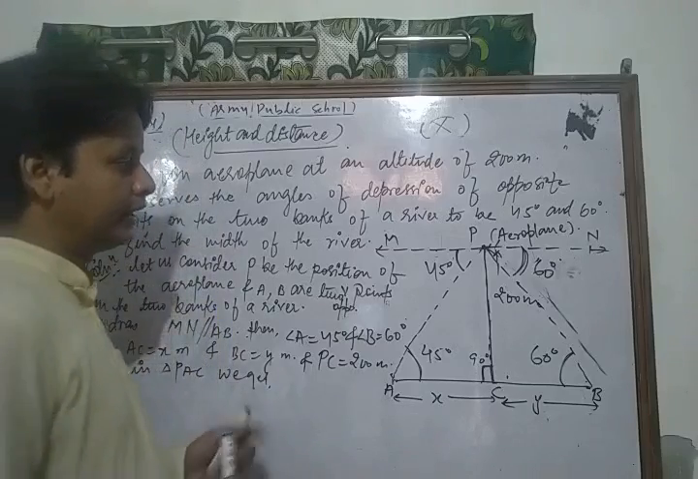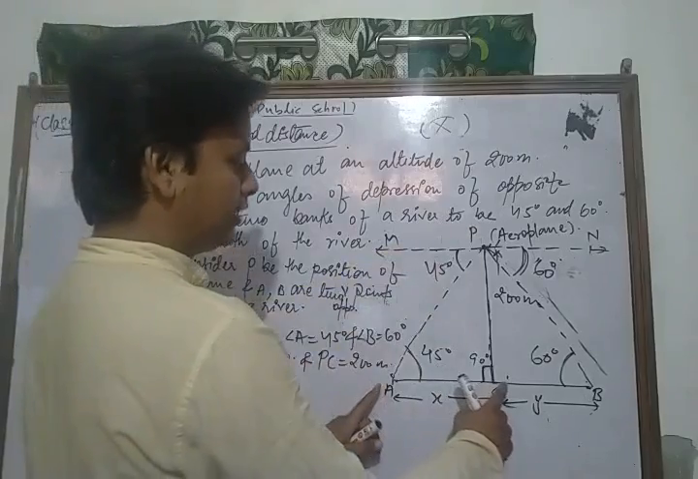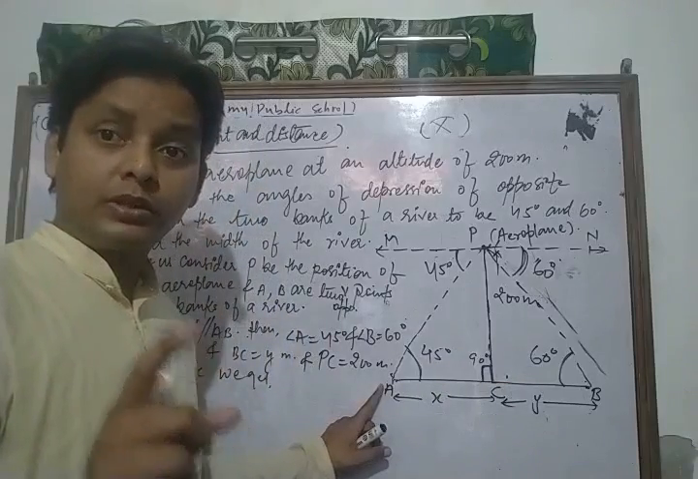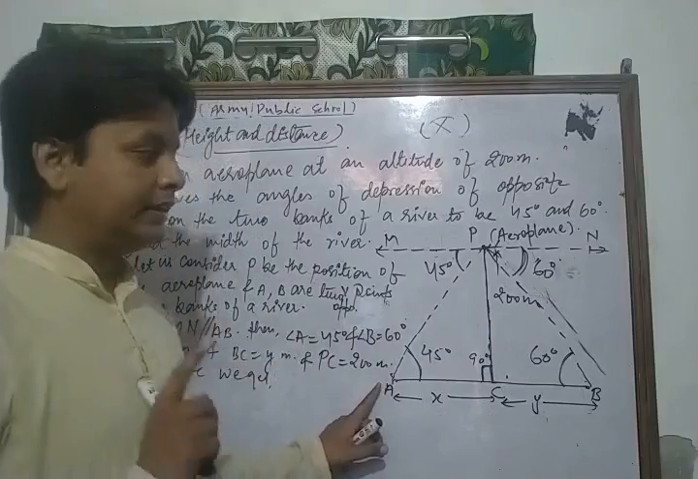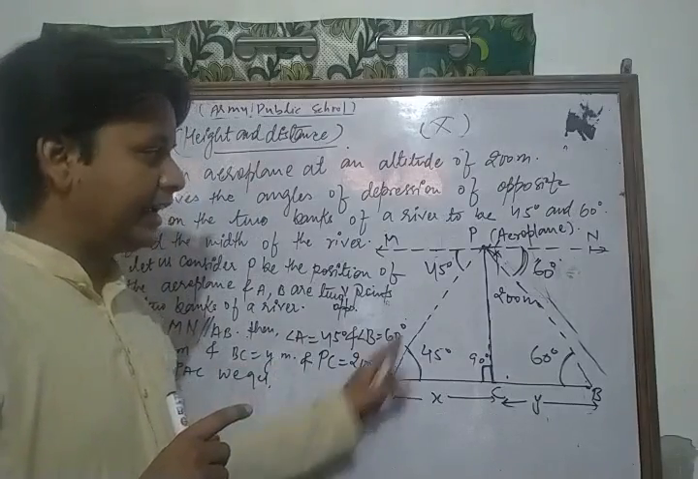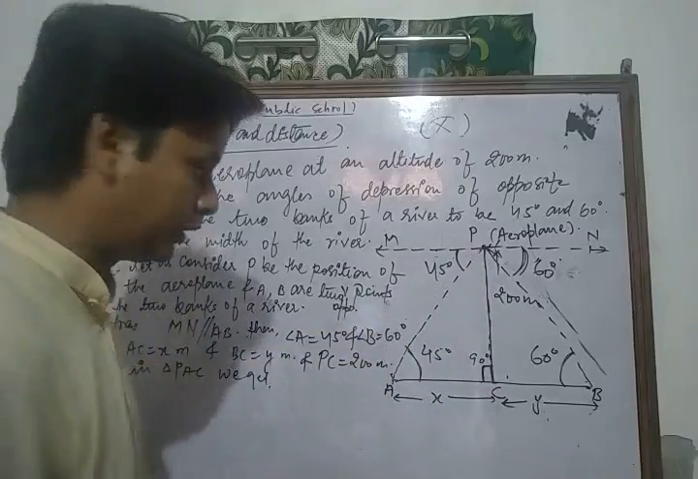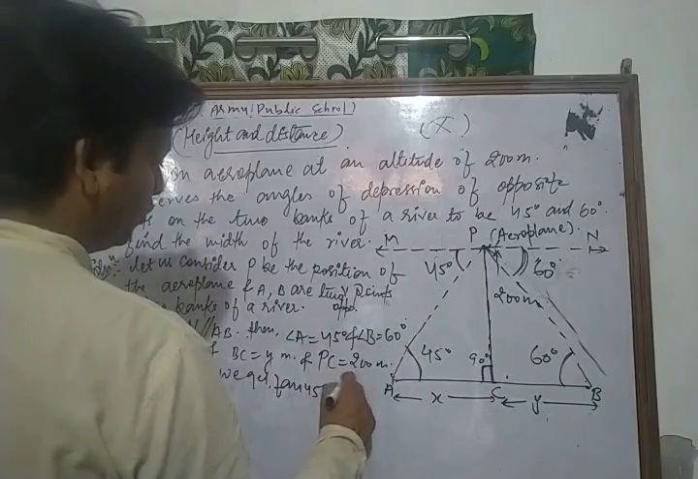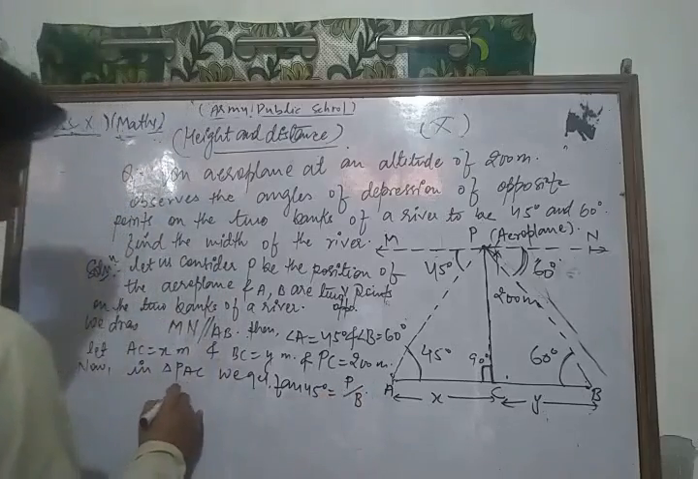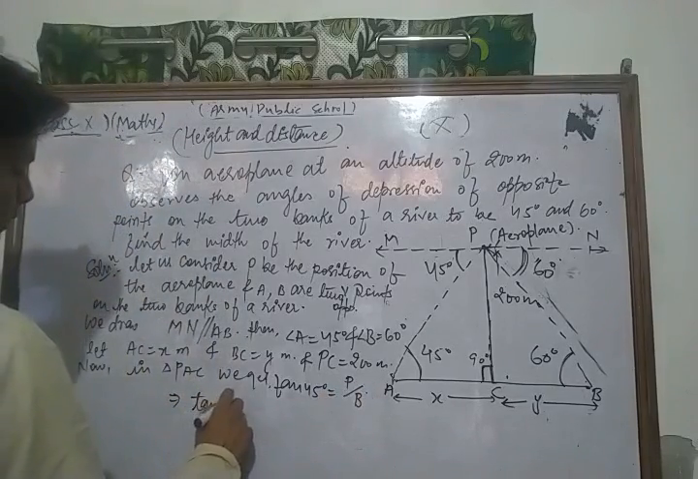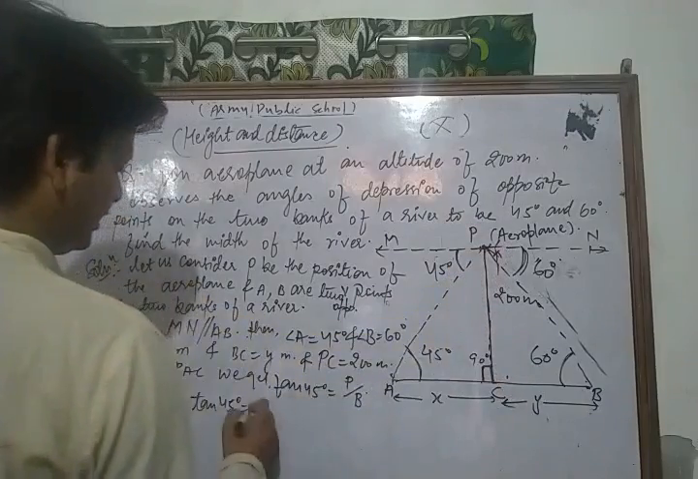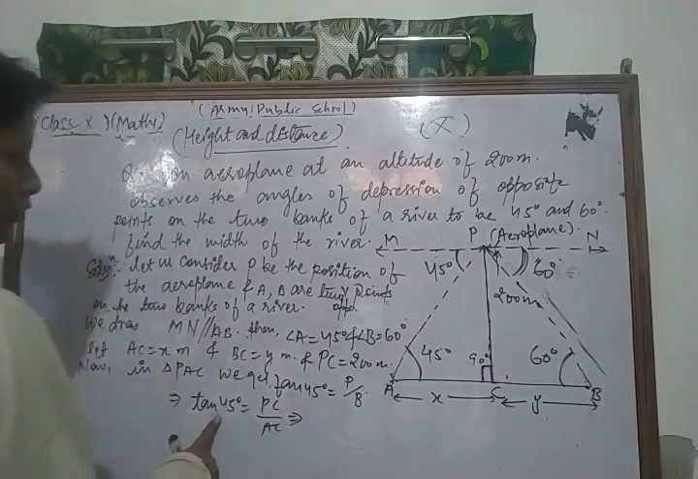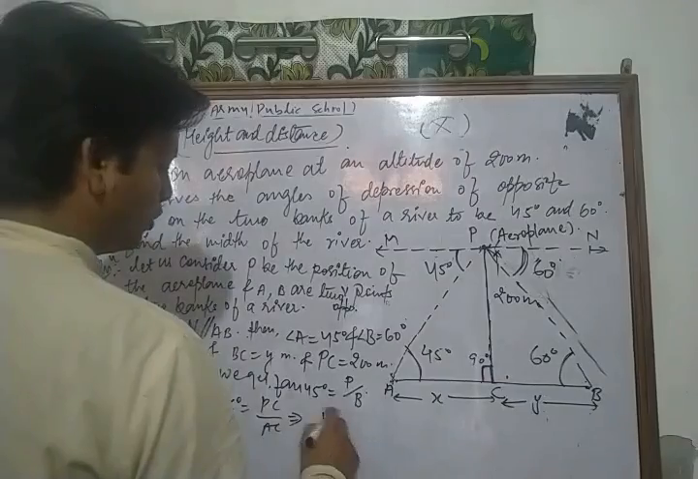Now here in that triangle this is perpendicular and this is your base. So perpendicular and base come in which trigonometric ratio? This is tangent. So we apply tan of angle A in triangle PAC. Tan 45 degrees is perpendicular upon base. Perpendicular is PC, base is AC, and the value of tan 45 is 1.